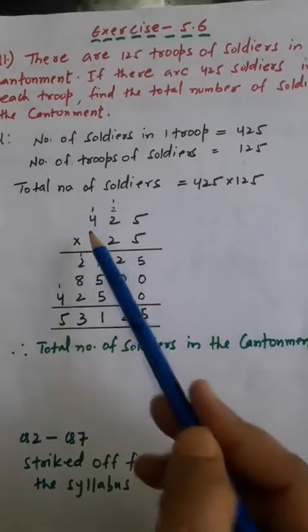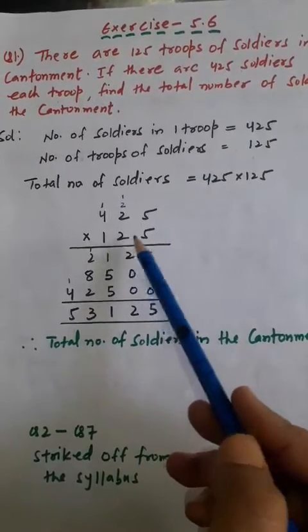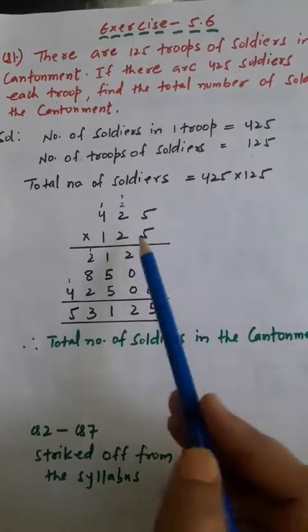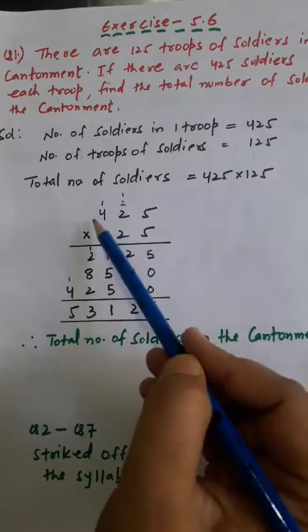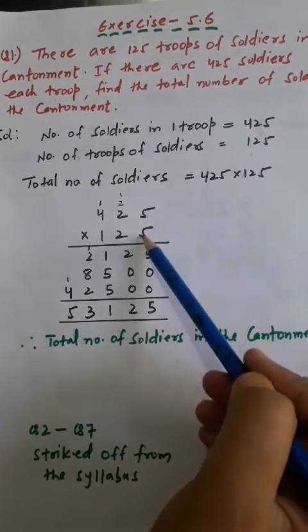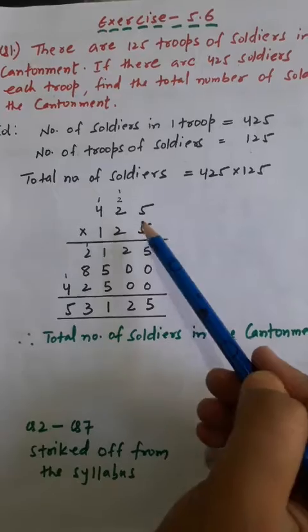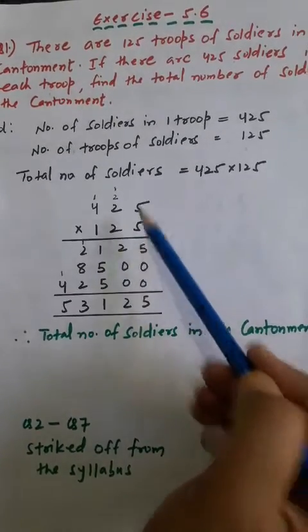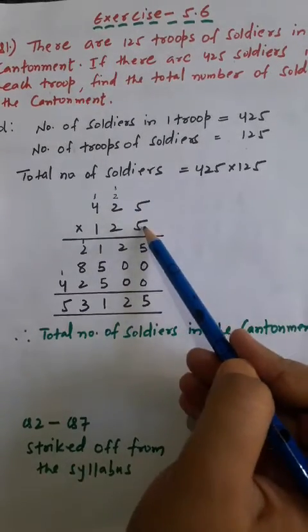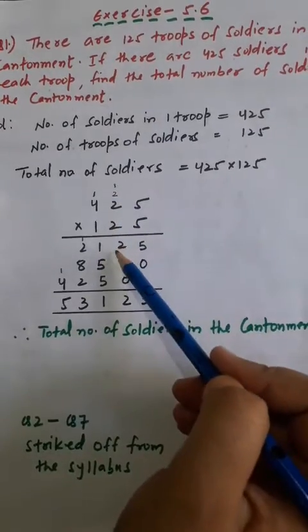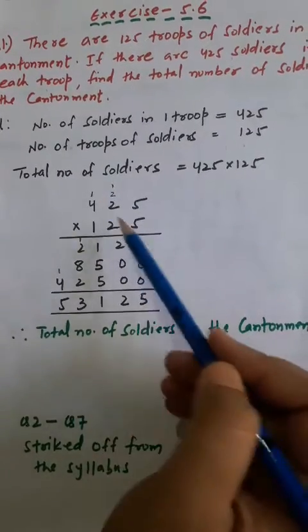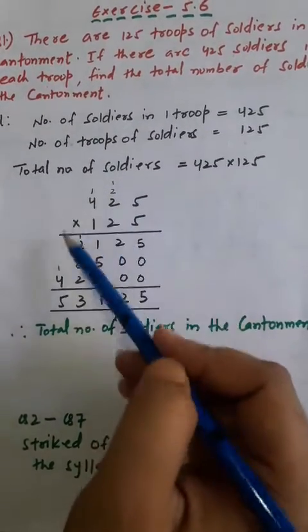So we write the numbers like this and put one number below the other. We multiply 425 by 5 first, which is at the ones place. 5 5s are 25, carry 2. 5 2s are 10 plus 2, 12. Write 2 here, 1 on the top. 5 4s are 20 plus 1, 21.